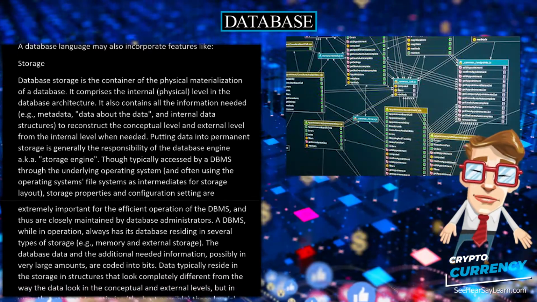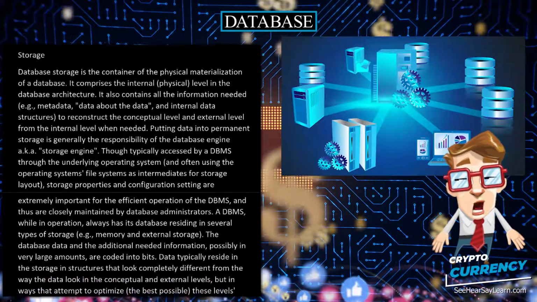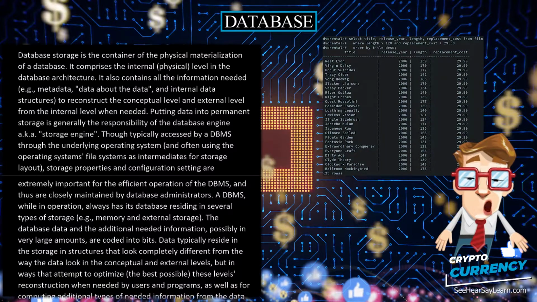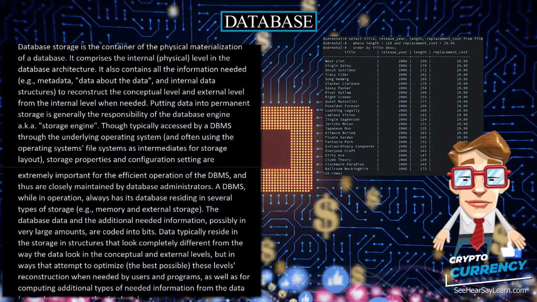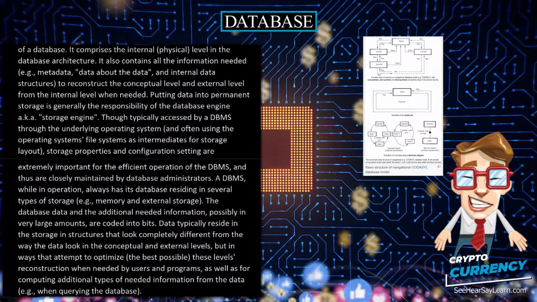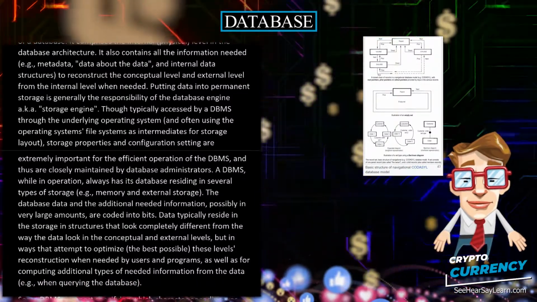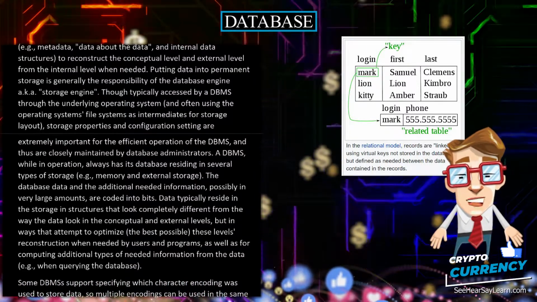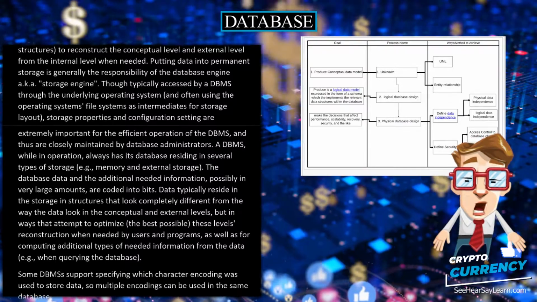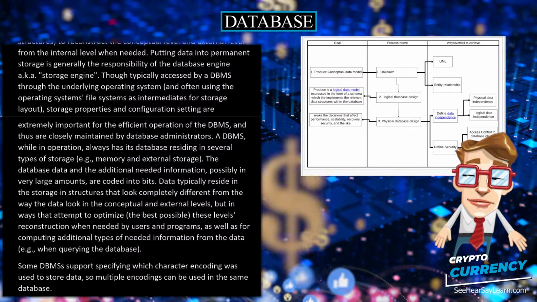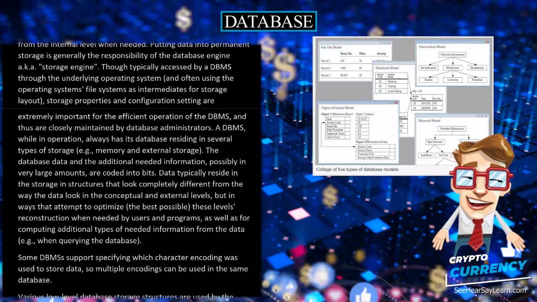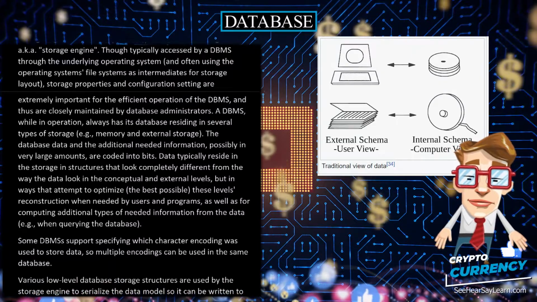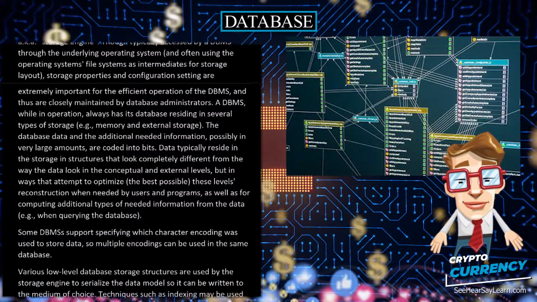A DBMS, while in operation, always has its database residing in several types of storage, for example, memory and external storage. The database data and the additional needed information, possibly in very large amounts, are coded into bits. Data typically reside in the storage in structures that look completely different from the way the data look in the conceptual and external levels, but in ways that attempt to optimize, the best possible, these levels' reconstruction when needed by users and programs, as well as for computing additional types of needed information from the data, for example, when querying the database.